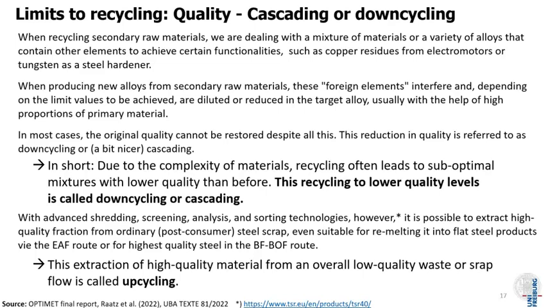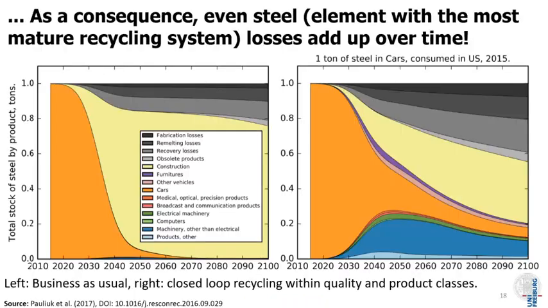This is not possible for sheet metal, of course, which has to be thin so that the car weight or the washing machine's weight is in a reasonable and acceptable range. What is the consequence of the different losses in the steel cycle?